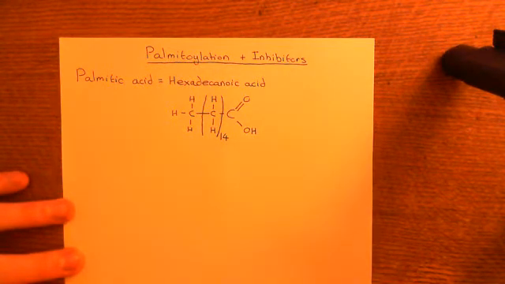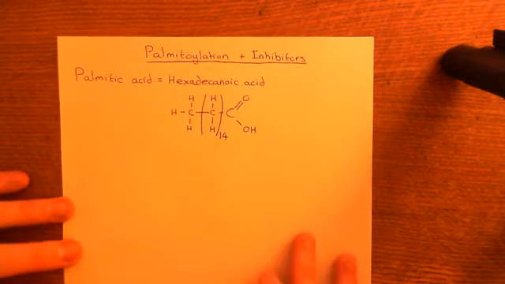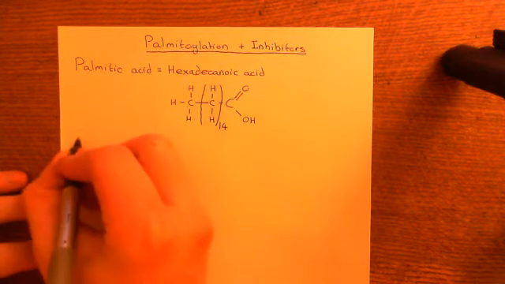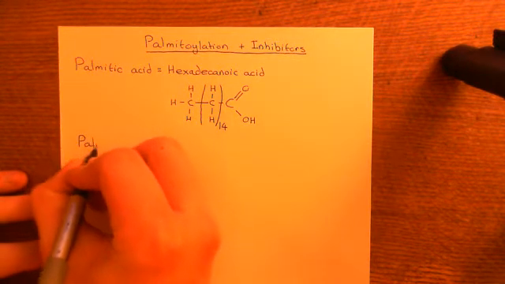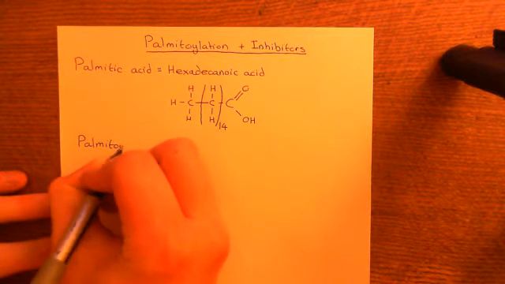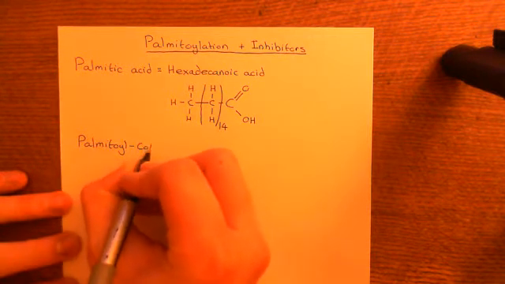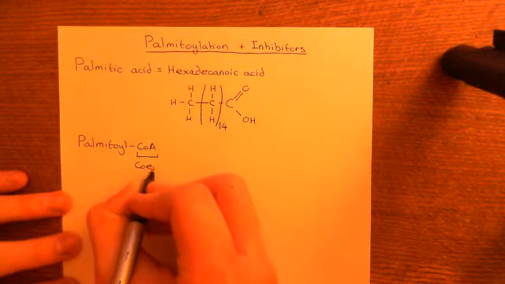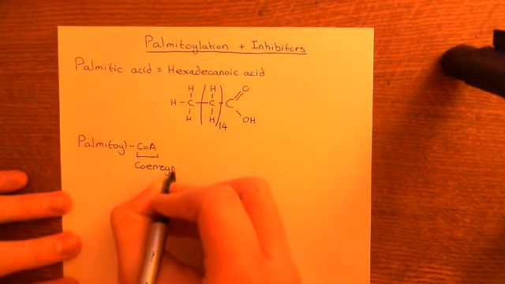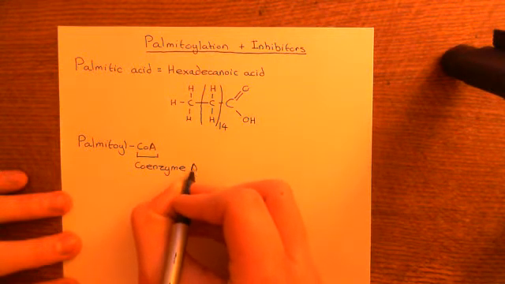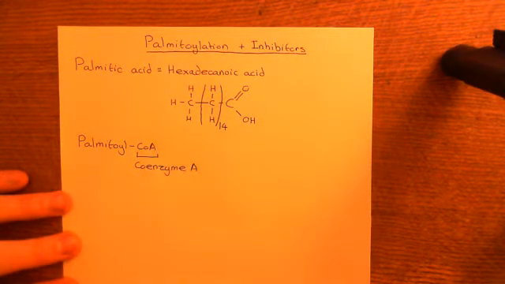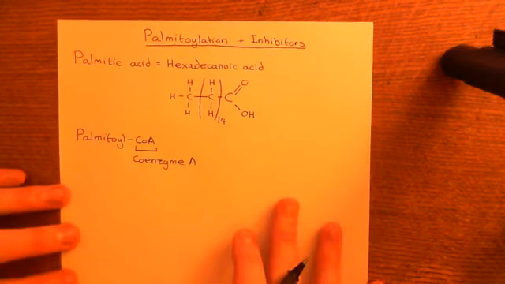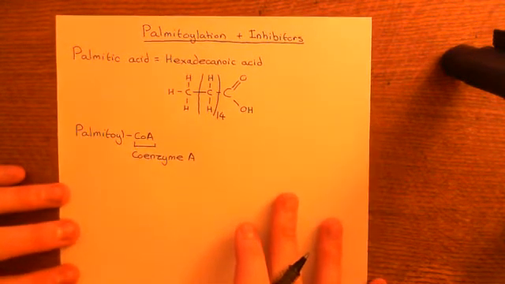Now it's not palmitic acid that you directly add on to proteins. Instead you use something known as palmitoyl coenzyme A, or palmitoyl-CoA for short. CoA is short for coenzyme A, and this is the same coenzyme A that you will have heard of in the respiratory reactions. It's very important there. You have acetyl-CoA all over the place in the respiration reactions.